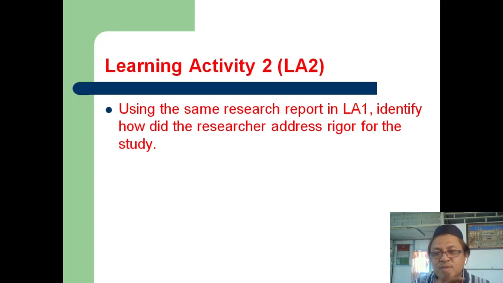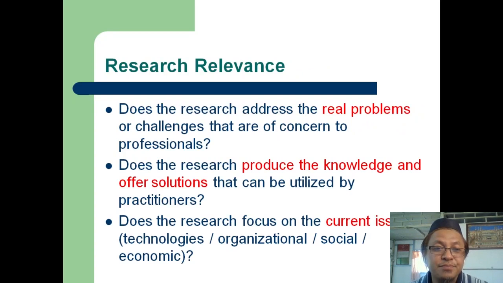So try to search for words such as validity, reliability, transferability, and confirmability. All right, so try to search for these words in the research report. All right, so let's look at the next content, which is on research relevance.